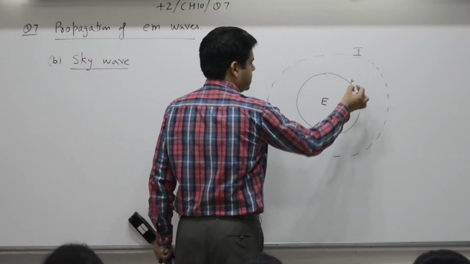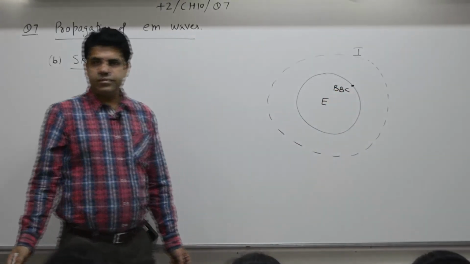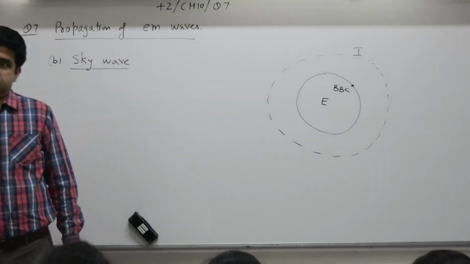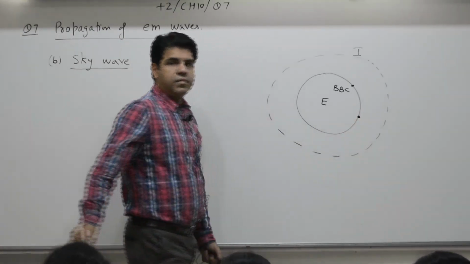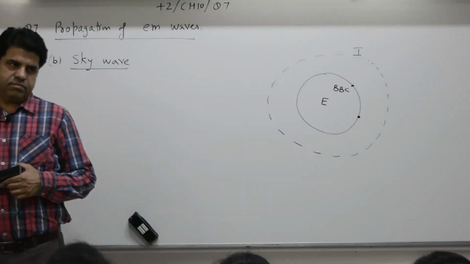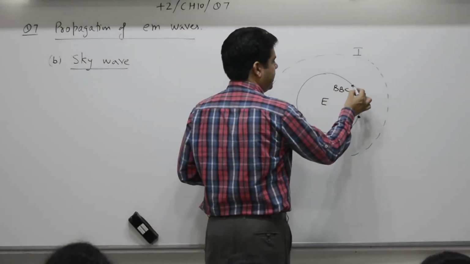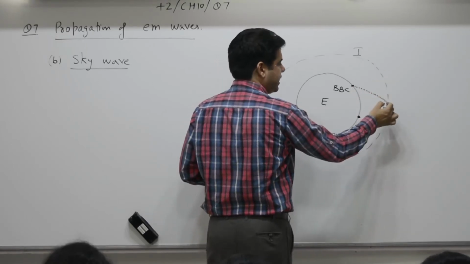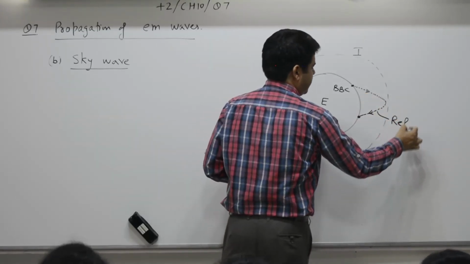This position is, say, BBC London, and we want to get a program from there in India. Suppose we are here, and the distance is, say, 4,000 kilometers. How to get it? The procedure is to send a wave. The wave will hit the ionosphere and get reflected, by reflection.